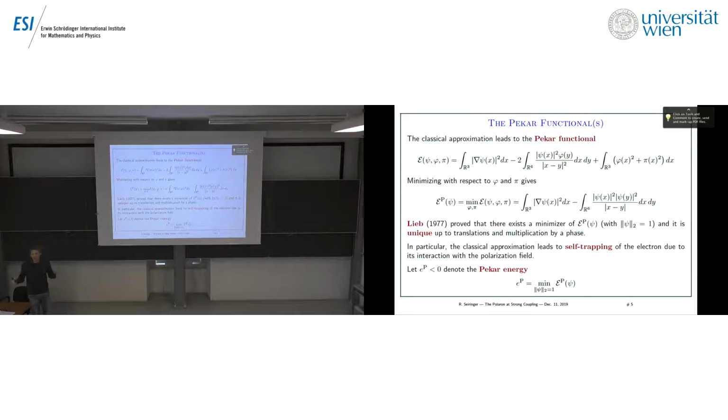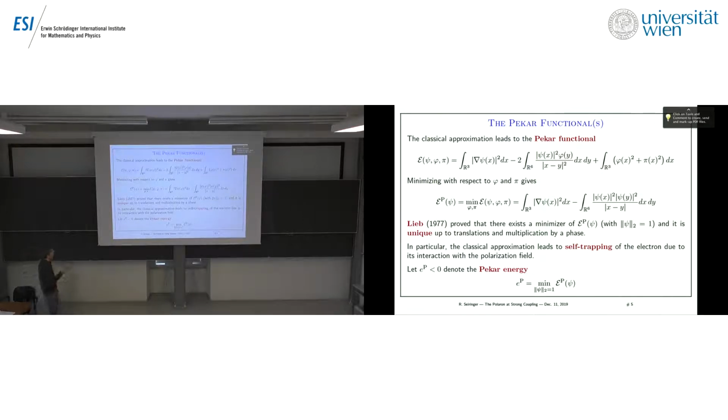It's sort of trapped by the potential well it creates, so to say, through the polarization field. At least in this classical approximation, there's this self-trapping which leads to the fact that there is actually a minimizer, a well-localized minimizer of the functional.